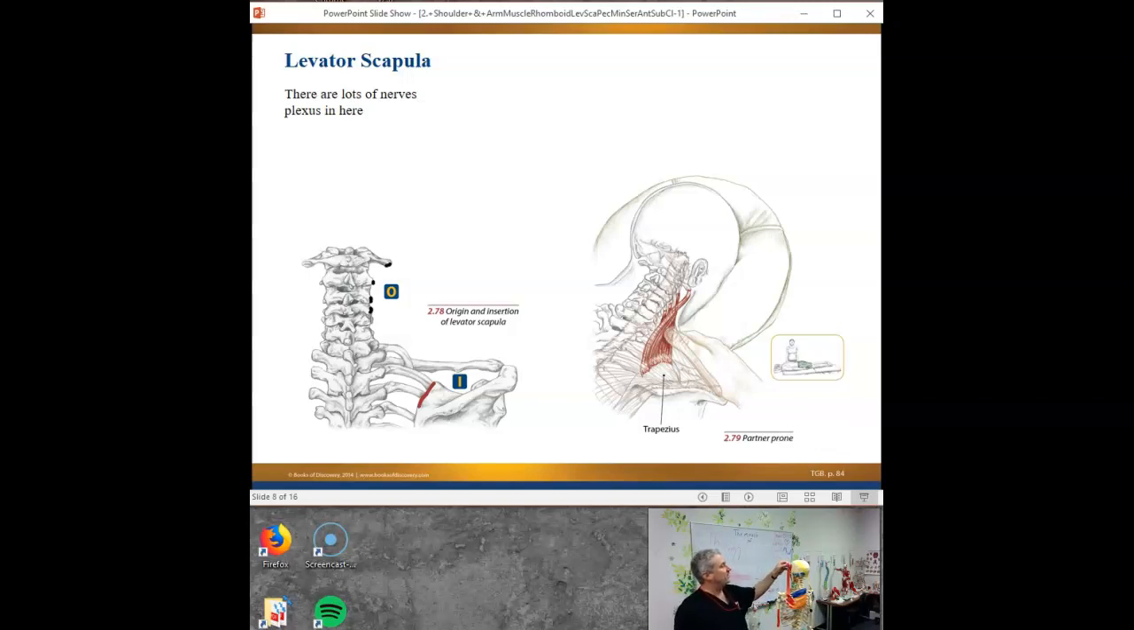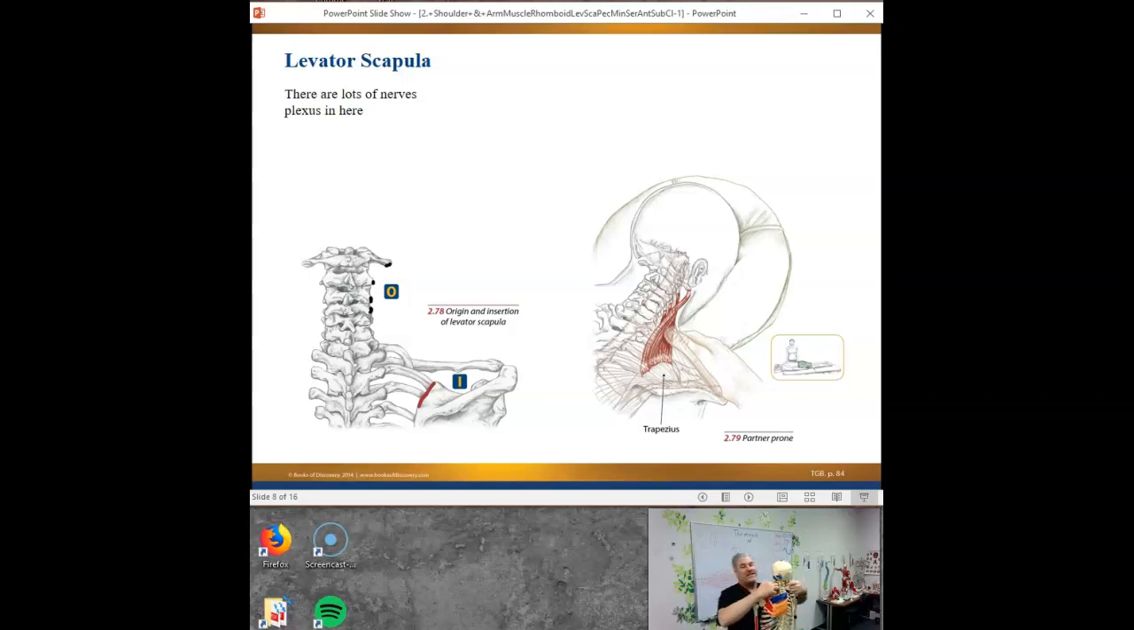Just a few little tidbits about the levator scapula. Back to this little red muscle that attaches in the neck. It's basically underneath the trapezius. All right? It's basically deep. There are places where it peeks out, but it's basically deep to the trapezius if you're working on the back of somebody. All right? And it hooks into the side of the neck.